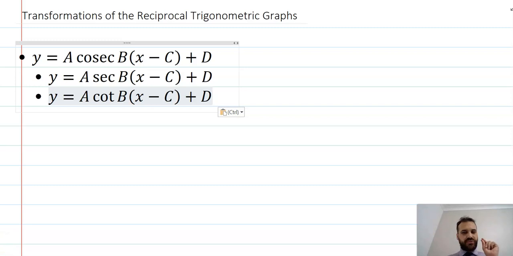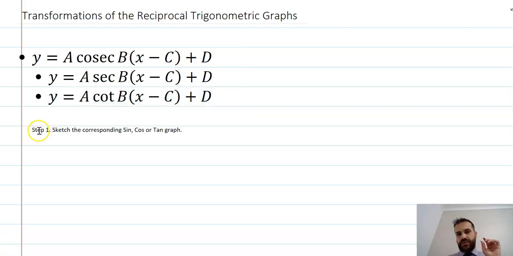Now, the procedure is really simple. Step one is to sketch the corresponding sine, cos, or tan graph. So as long as you know how to do that, you'll be fine. And then step two is just to sketch the reciprocal of that graph. And that's it. That's all you've got to do.